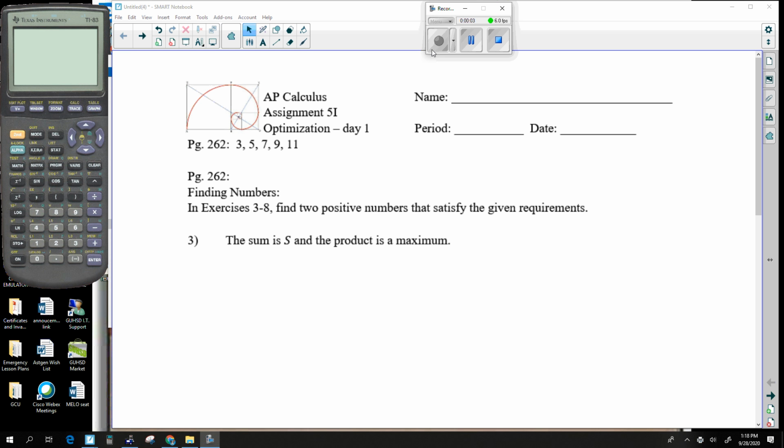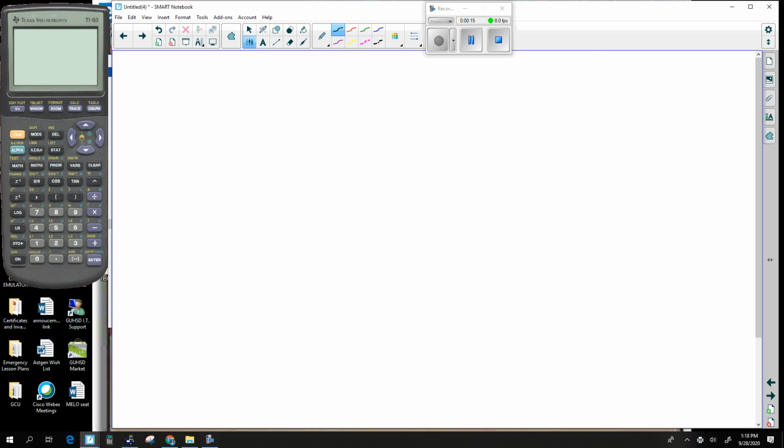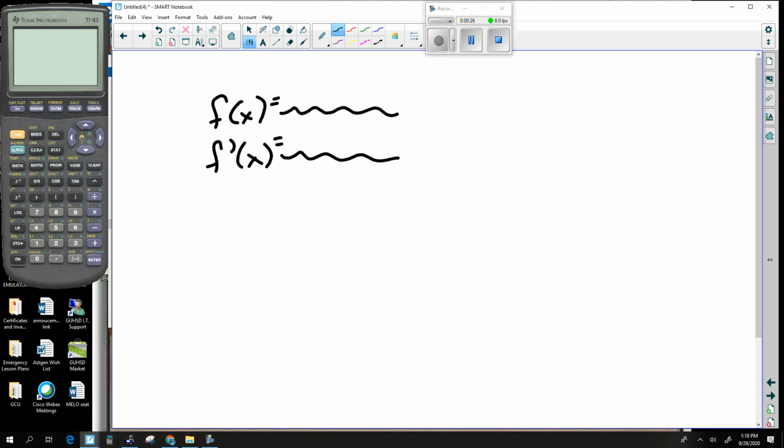All right, today we are going to start learning about optimization, which means how do you make something the biggest or the smallest or something like that. The idea that you probably want to be familiar with is the first derivative test. So say I have some equation, and I take the derivative of that, and the derivative is equal to some expression.